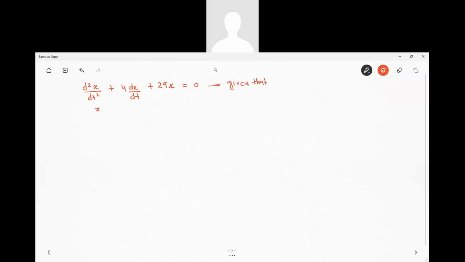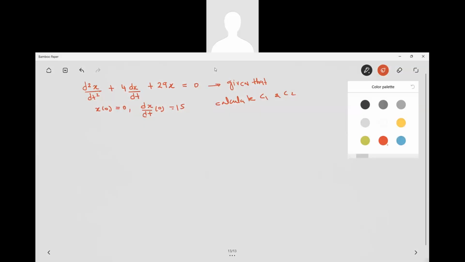x of 0 is equal to 0 and dx/dt of 0 is equal to 15. Calculate C1 and C2. Now, this is a simple problem. Calculate C1 and C2. Now, see what you will do as the first step. Tell me.